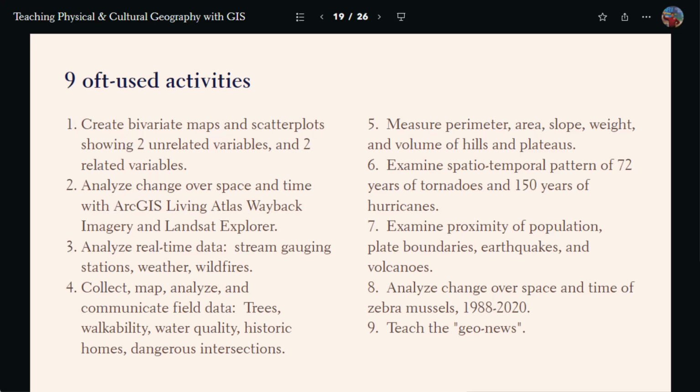5. Measure perimeter, area, slope, weight, and volume of hills and plateaus. 6. Examine spatio-temporal patterns of 72 years of tornadoes, 150 years of hurricanes, and other rich data sets. Number 7. Examine proximity of population, plate boundaries, earthquakes, and volcanoes. 8. Analyze change over space and time of zebra mussels, 1988 to 2020. Number 9. Teach current events using a GeoNews format.